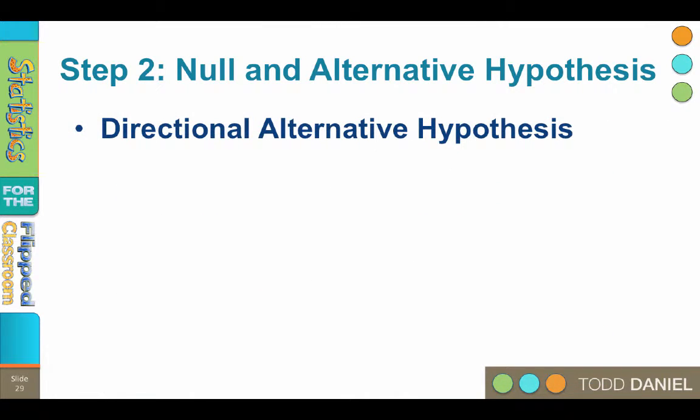So now I need to go back and clean up something that I was sloppy about when I first introduced you to the alternative hypothesis. I taught you about the alternative hypothesis that was non-directional, but I actually used directional examples. So let's unpack that and make sure that we're clear.